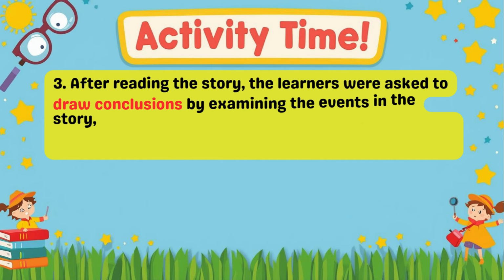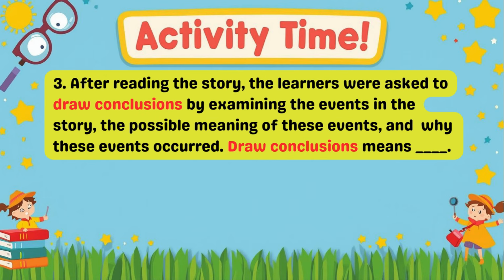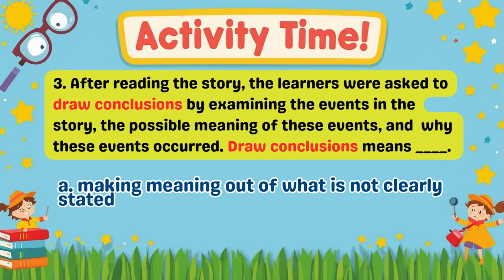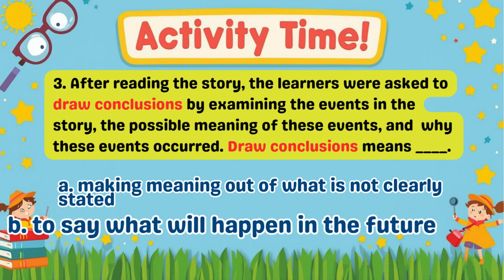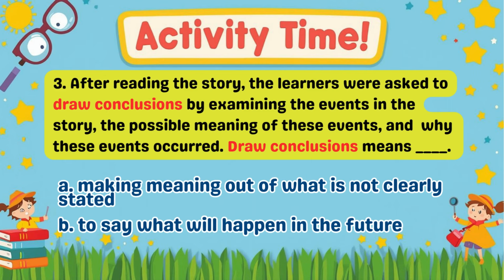Number 3. After reading the story, the learners were asked to draw conclusions by examining the events in the story, the possible meaning of these events, and why these events occurred. Draw conclusions means letter A, making meaning out of what is not clearly stated, or letter B, to say what will happen in the future. The correct answer is letter A, making meaning out of what is not clearly stated.